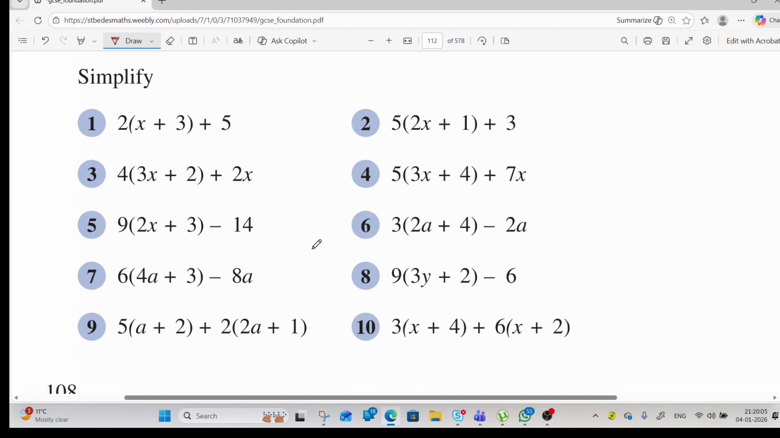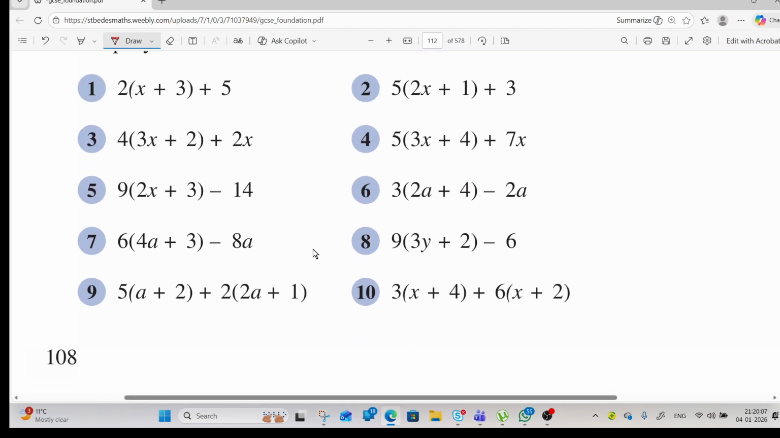Let's try this. Try number 6. 3 times 2 is 6, plus 3 times 4 is 12. And 12 minus 2a. Yes. Good.